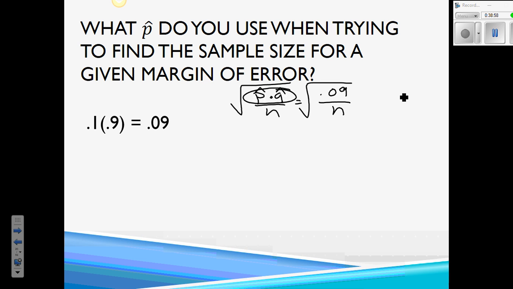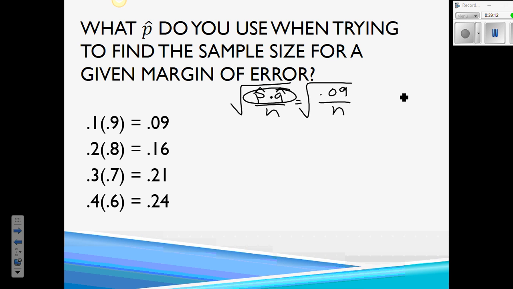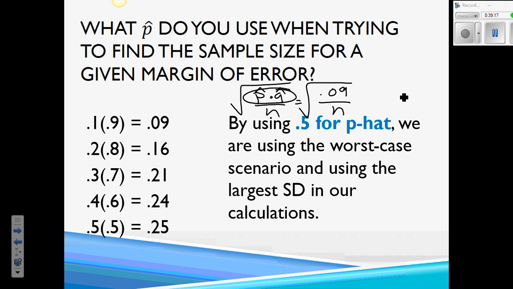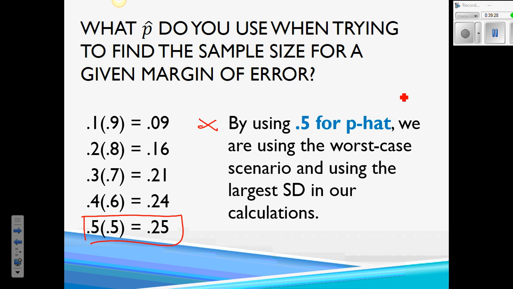You with me? Okay. If you choose 0.2 and 0.8, what do you get here? 0.16. 0.3 and 0.7, you get 0.21. 0.4 and 0.6, you get 0.24, and then 0.5 and 0.5, you get 0.25. So I want you to notice which value is going to be the largest. Which one, when you take the product of p hat q hat, is the biggest? 0.5. So make sure you write down this value. We're going to talk about why in just a second, but you're going to use 0.5 for p hat if a p hat is not given to you.